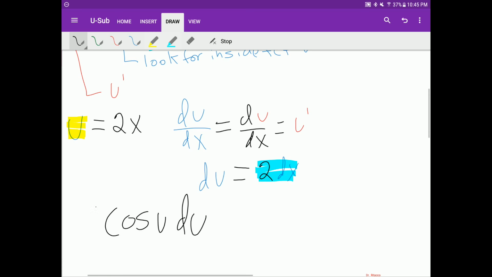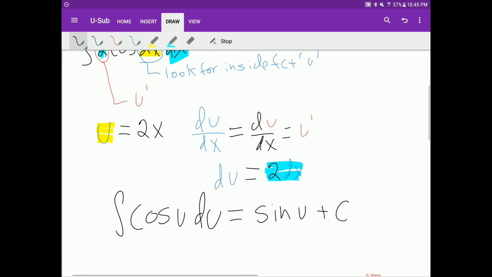Now the integral of cosine u du is something we know. The integral of cosine u is sine u plus c. Well, now we have sine u plus c. What do we need to do? We need to substitute our u back in.